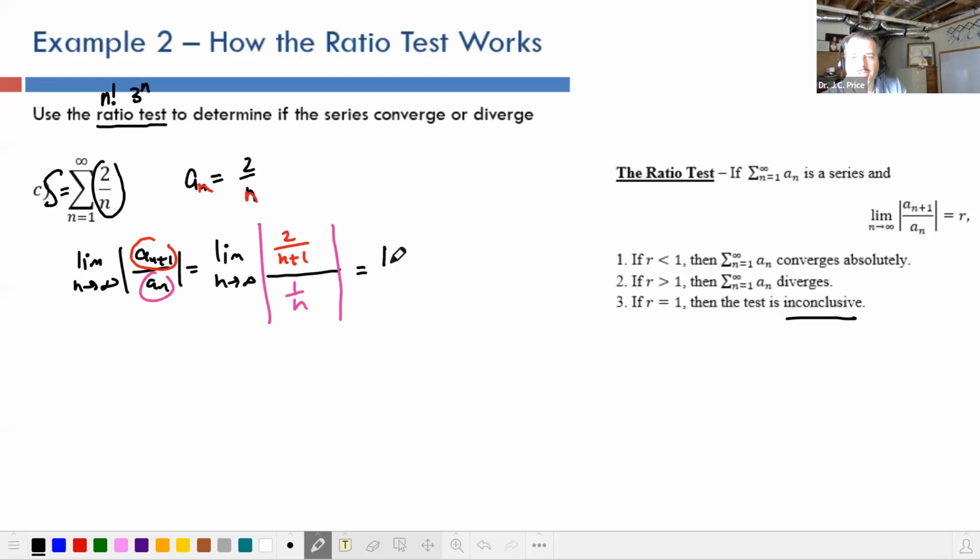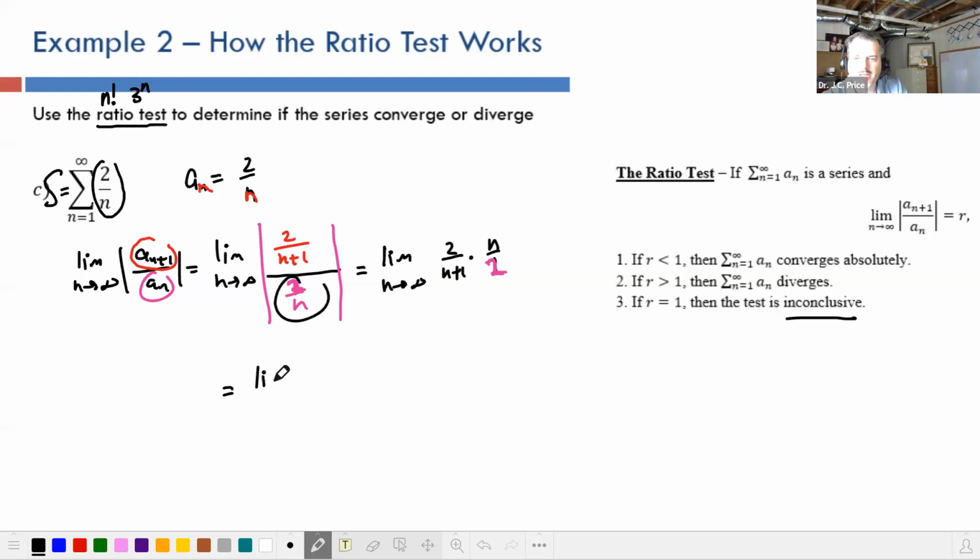All right, so this is the limit as n goes to infinity of 2 over n plus 1 times, and we multiply by the reciprocal, so n over 2. Ooh, I messed up something, guys. I know it's going to diverge, right? So that's a 2 right there. So that's an n over 2. And I can drop off the absolute value because everything's positive. And so what's this going to be equal to?